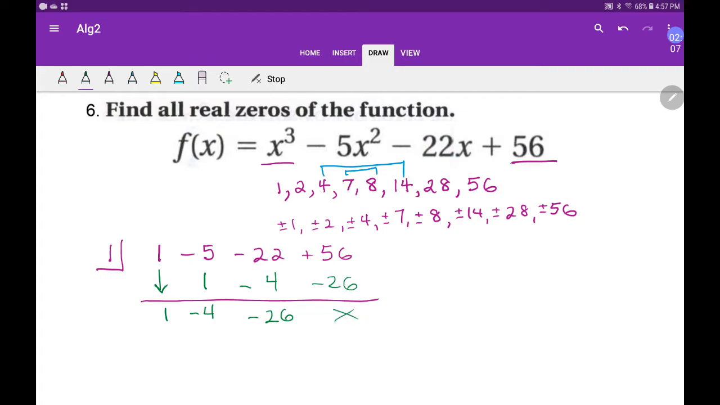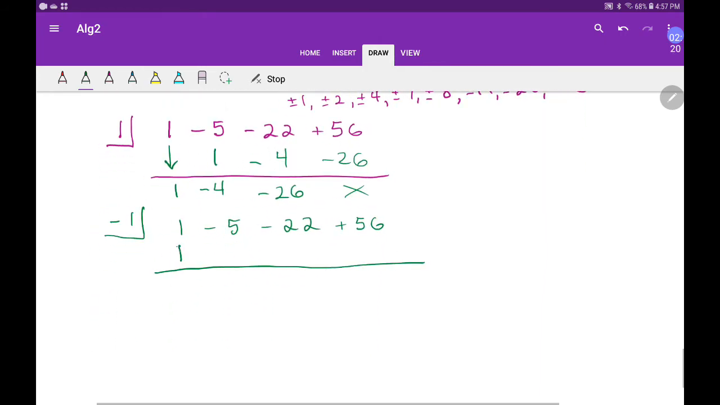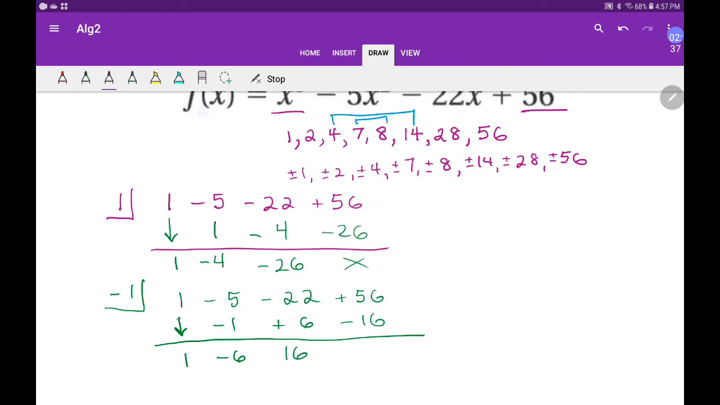So no. How about negative 1? Same setup. And we keep guessing until we get it. So we bring down the 1, negative 1, that makes negative 6. Now negative 1 times negative 6 is positive 6. And we get 16. And no, 16 and 56 do not work. Okay, so let's try 2.